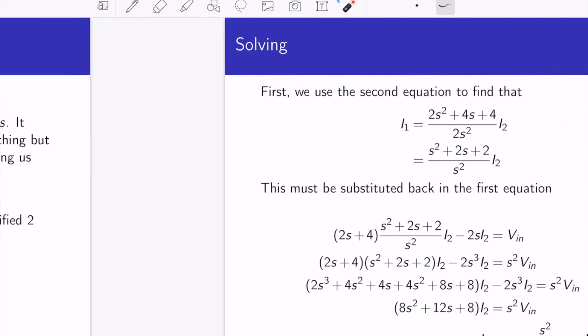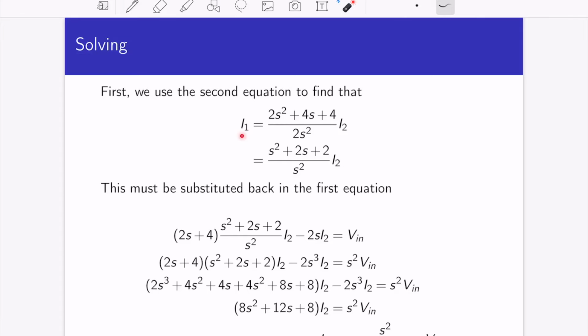Okay, so what we're going to do is take that second equation, solve for I1 in terms of I2, simplify it, and then substitute it back into the first equation. And this is very messy. This is unavoidable. What I usually like to do is, when I have an S in the denominator, anytime I have a denominator, just multiply through the whole equation on both sides by that value, and you will end up with something that's a little bit nicer to look at.